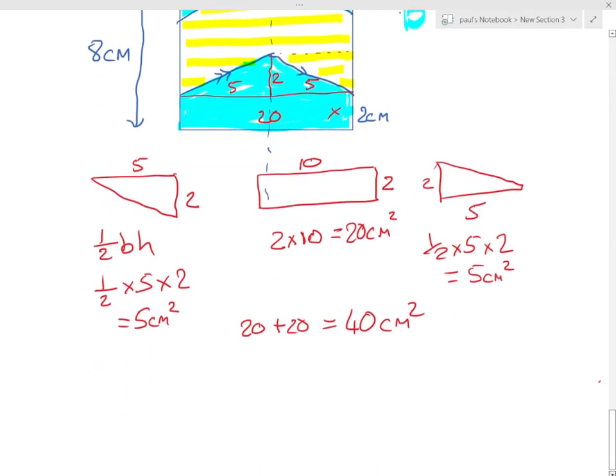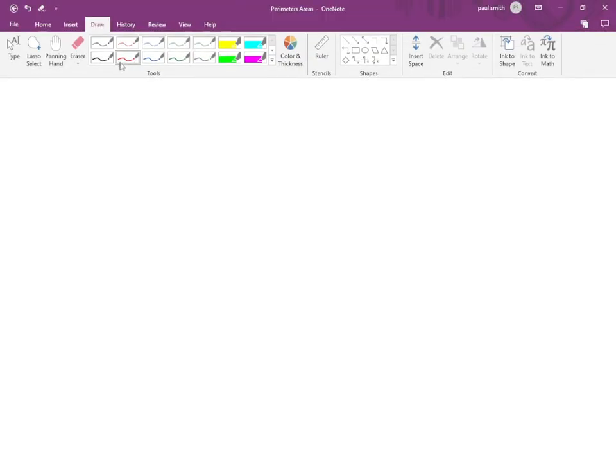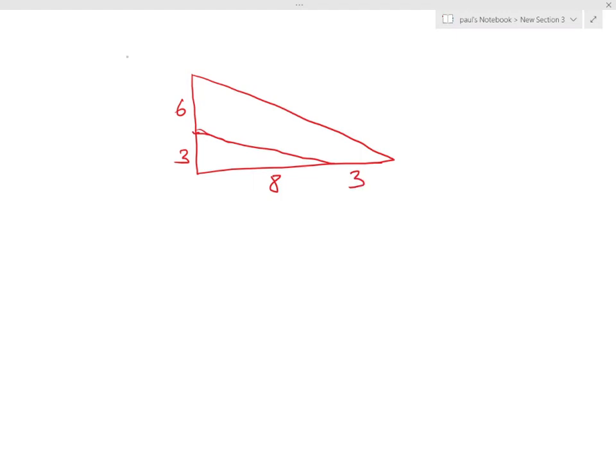Then we looked at, let's have a look at it. It was a triangle. So we looked at this, this, and that, and that's something like that. So these two lines here, the sloping lines, are not parallel to each other. So that was 6 and 3 and 8 and 3. And we had to find this area there.